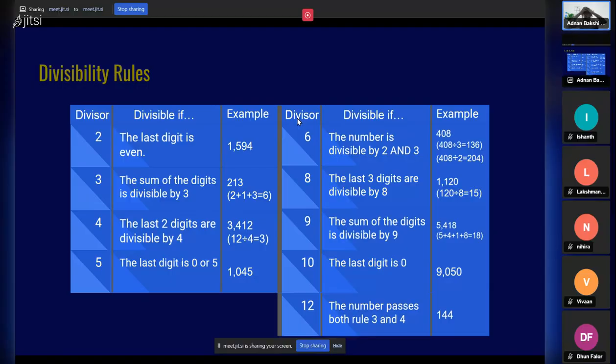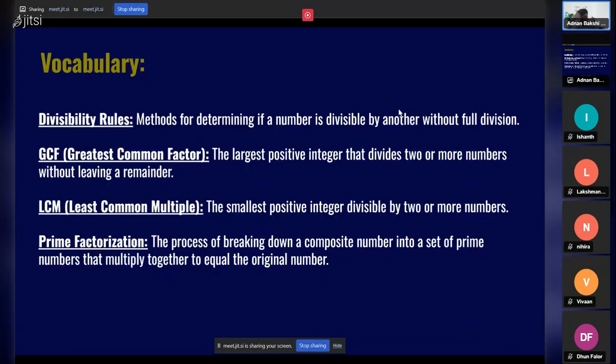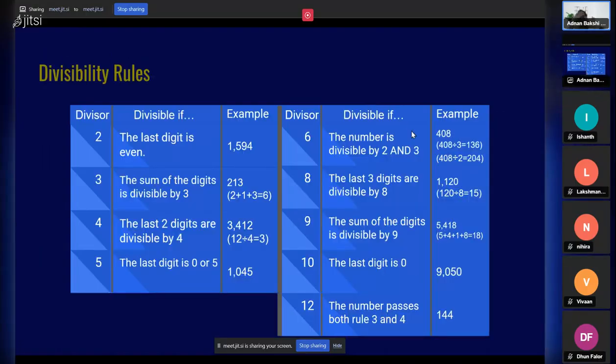Okay, so next column, number 6. A number is divisible by 6 if the number is divisible by 2 and 3. So 408, if you want to go back to 2 and 3, it ends with an even digit, so it's divisible by 2. And the sum of the digits is divisible by 3. Well, let's check. 4 plus 0 plus 8 is 12. 12 divided by 3 is 4 with no remainder. So yeah, it's divisible by 3. So that means since it's divisible by 2 and 3, it is divisible by 6.